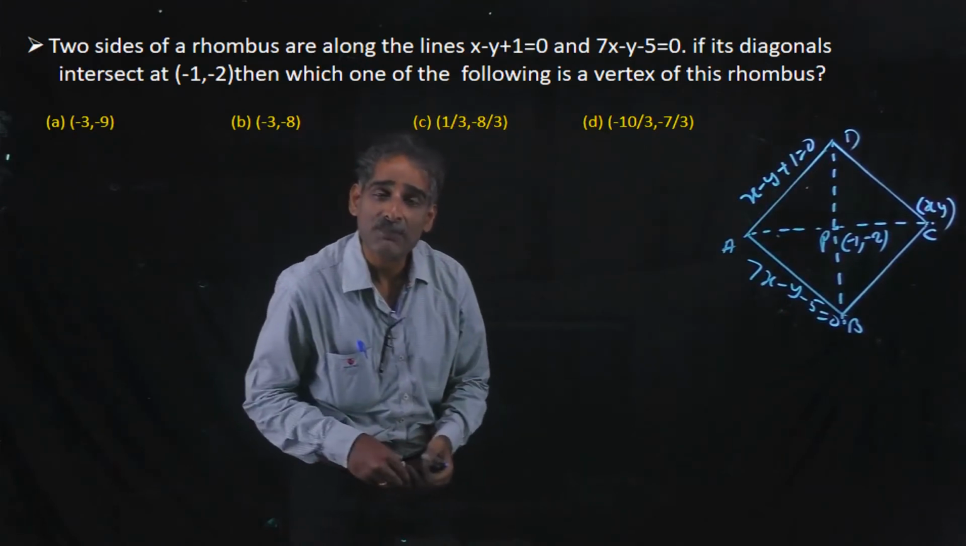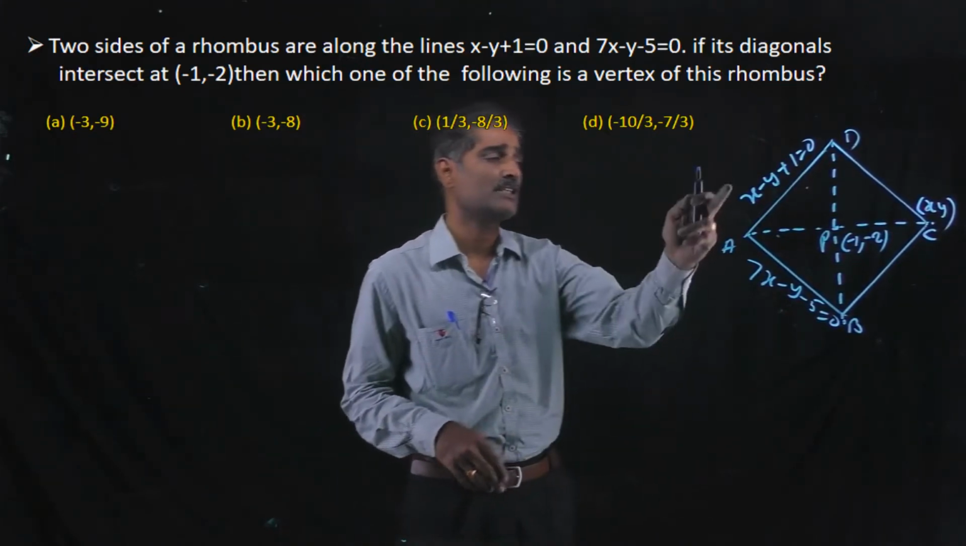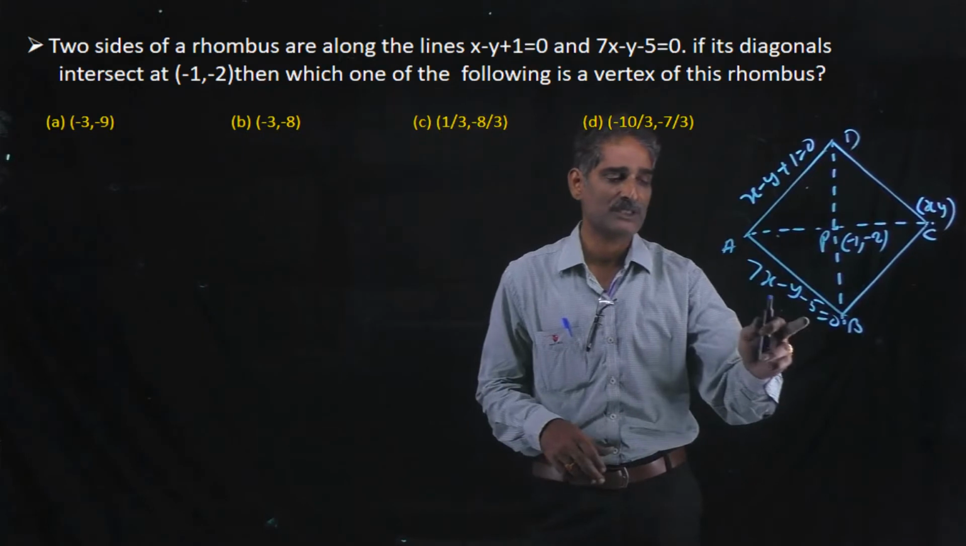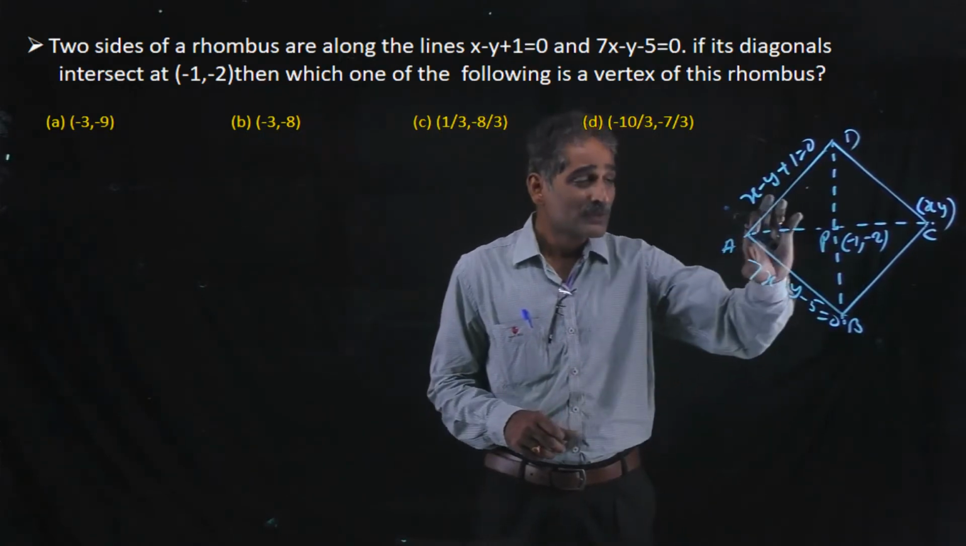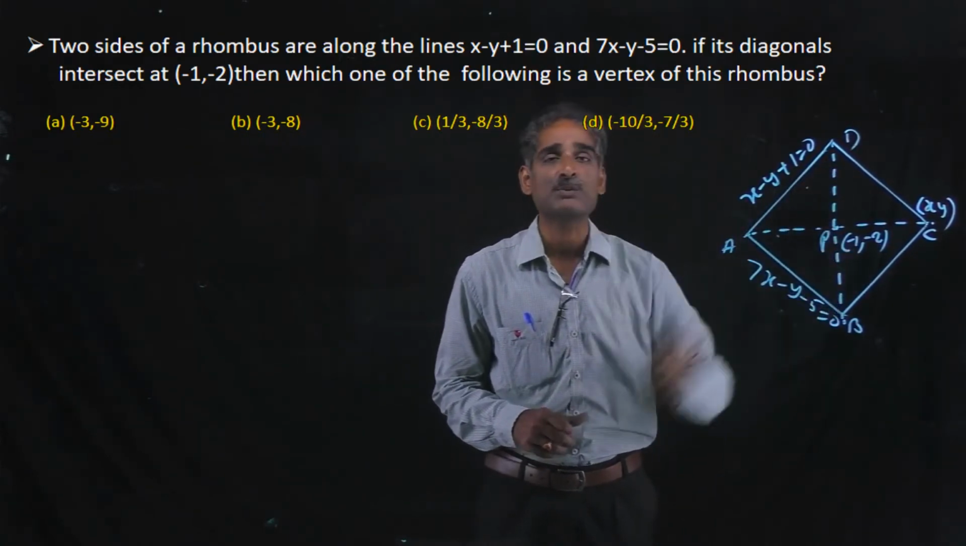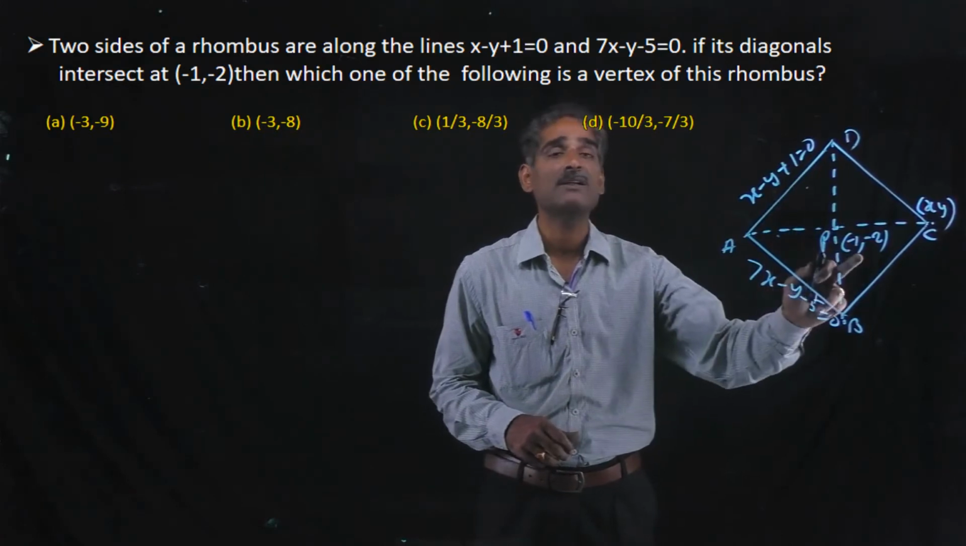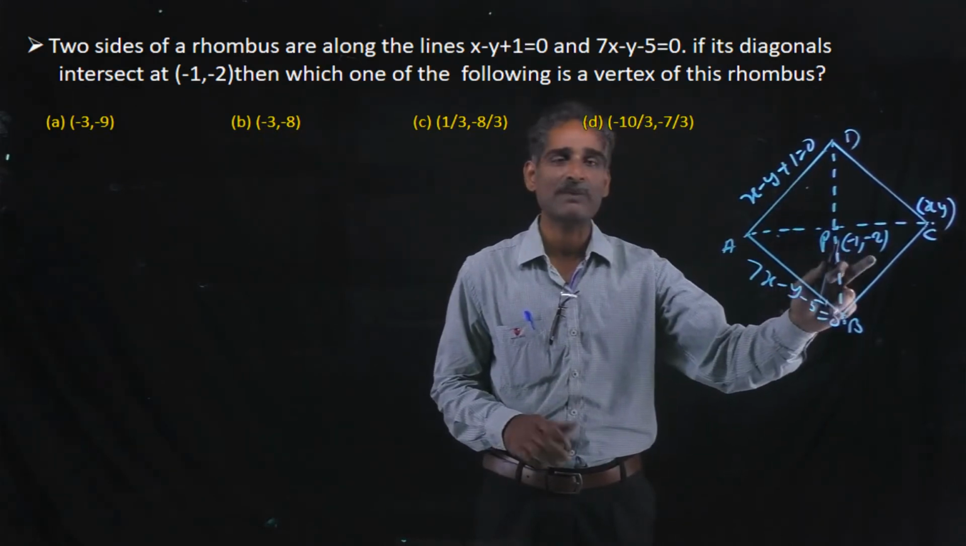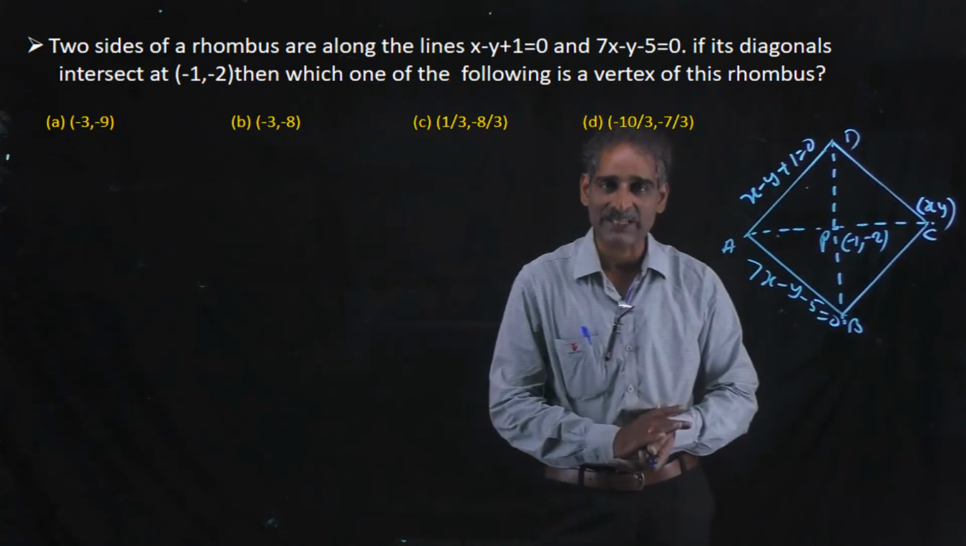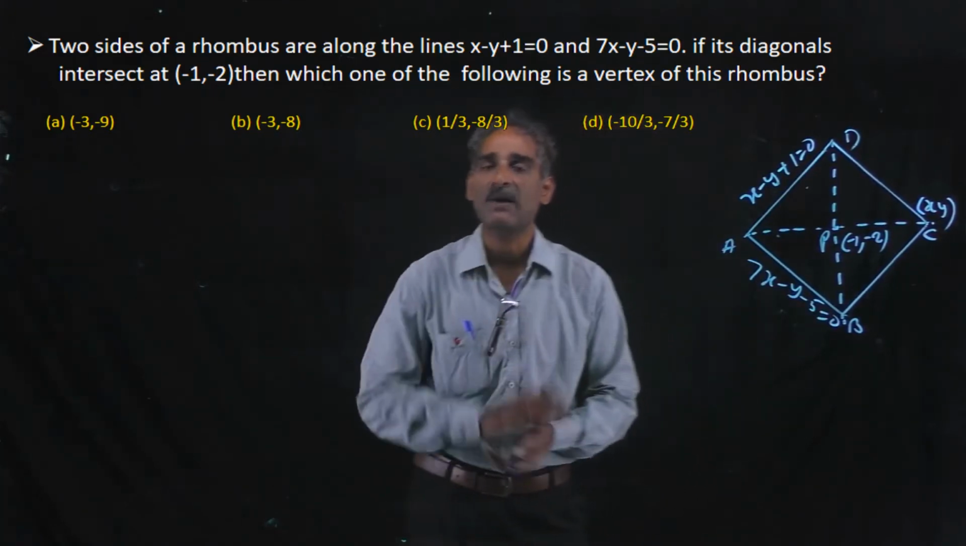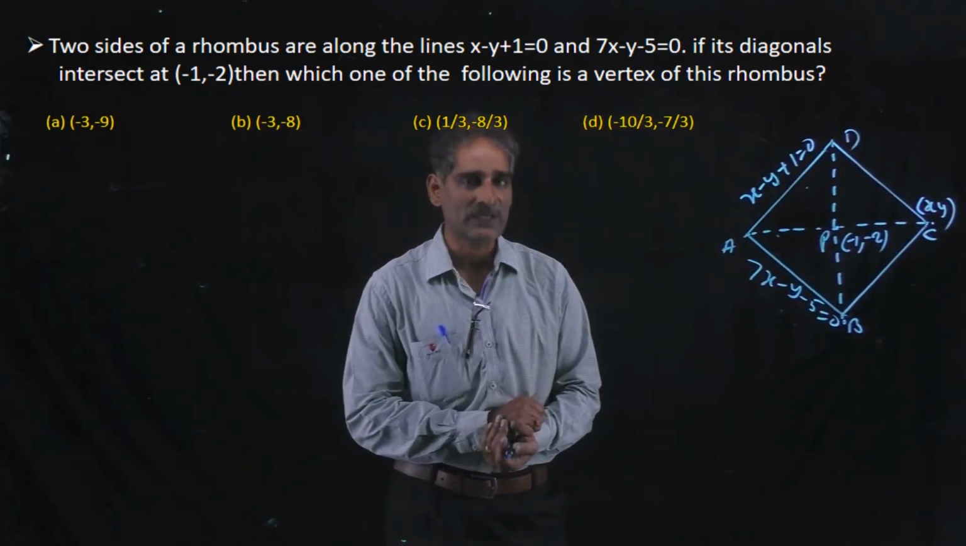See this problem? Two sides of a rhombus are given. Here these are the two sides, x minus y plus 1 and 7x minus y minus 5. The diagonals are intersecting at this point. So this is the position of the diagonals' intersection point, minus 1 comma minus 2. We have to find one vertex. Just we have to select the option which represents a vertex of the rhombus.